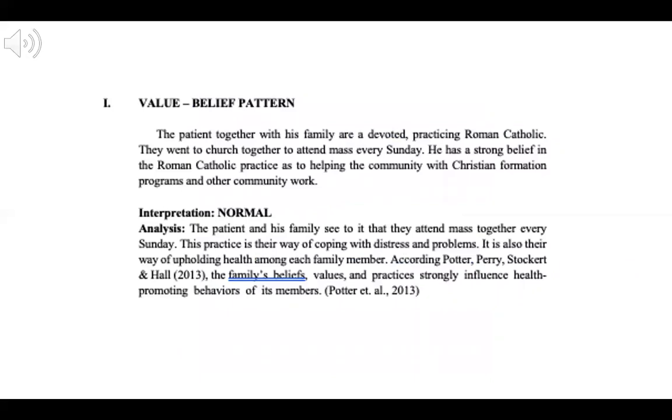The value belief pattern is also part of the patterns of functioning, that basically describes the patterns of values, beliefs, including spiritual beliefs, and goals that guide the client's choices or decisions, right? So those are the different categories of the patterns of functioning, which we try to understand when we are gathering data from the client to give us a holistic view of the client's health patterns.